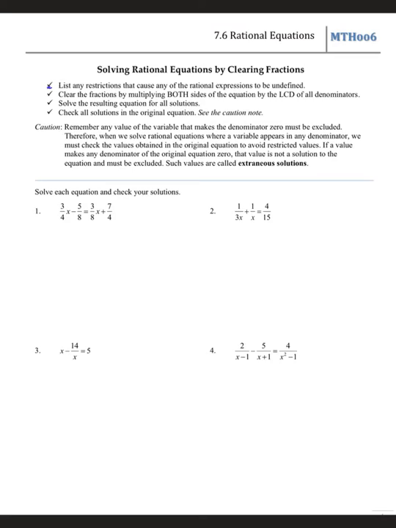The next one, clear fractions by multiplying both sides by the least common denominator. So this is the idea of clearing fractions. So we need to find the least common denominator. We have a 4, an 8, an 8, and a 4. That means the least common denominator here would be 8. That's a number that all those denominators go into evenly.